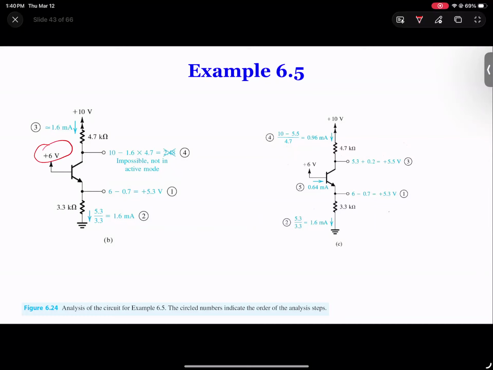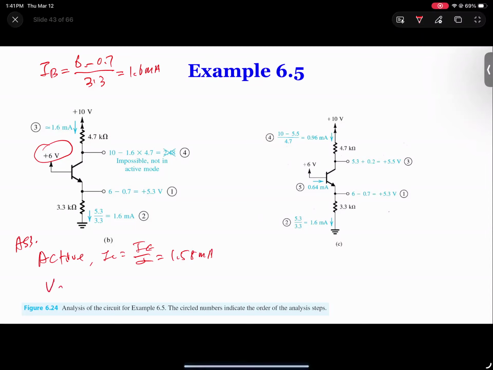So if this thing changed, your IB will change. Your IB will become 6 minus 0.7 divided by 3.3. That gives you 1.6 milliamps. If you go to 1.6 milliamps, you want to say, okay, if it's in active mode, so this means assume. Again, we don't know. So assuming active, you get IC equal to IE over alpha. You get like 1.58 milliamps.